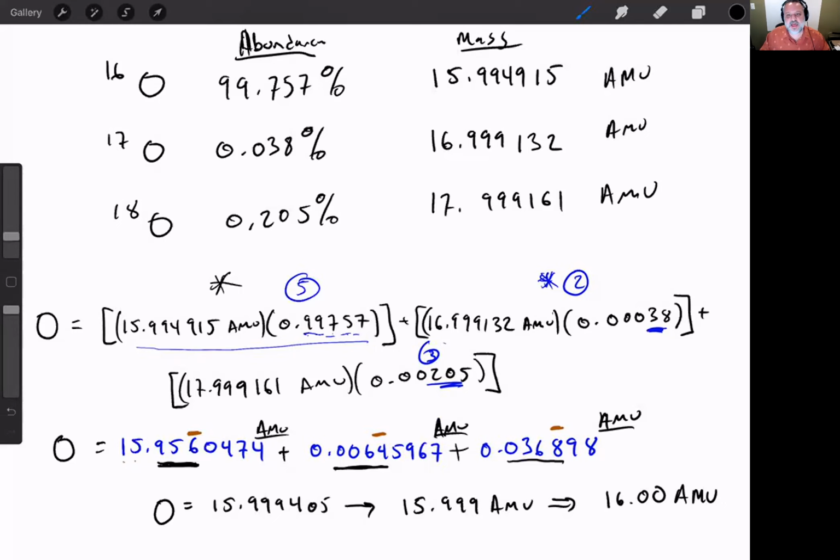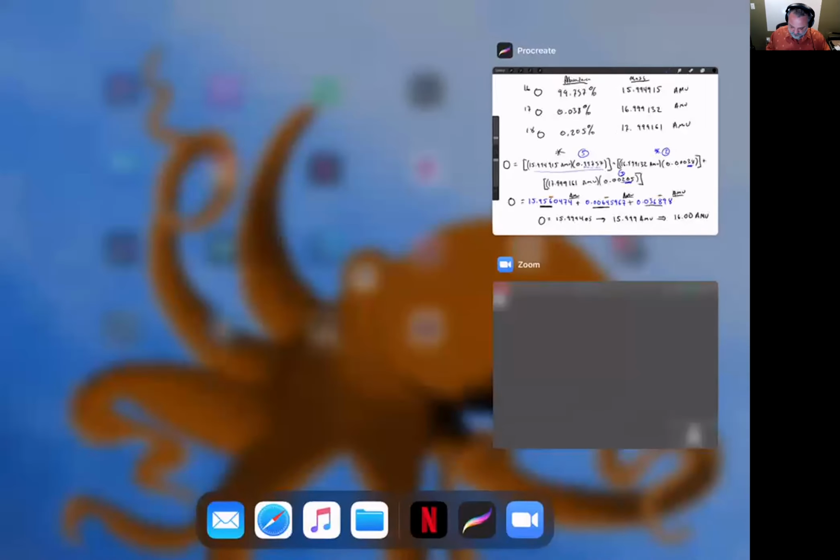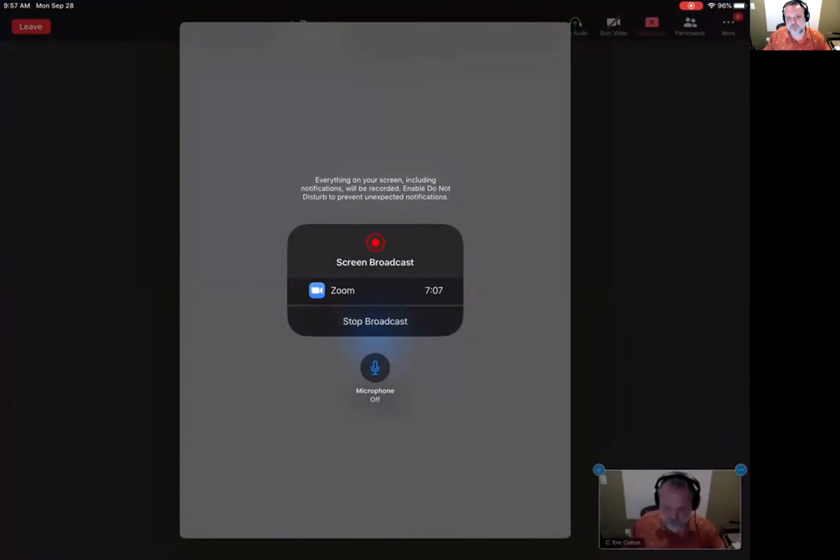Okay, and so that's how we would calculate the average atomic mass for an element given the isotopic mass and the isotopic abundance. It's fairly straightforward once you've done a couple of these practice problems, but you've got to practice in order to sort out the sig figs correctly and get some practice with the calculation. All right, that's it for that, and that should wrap up that piece.